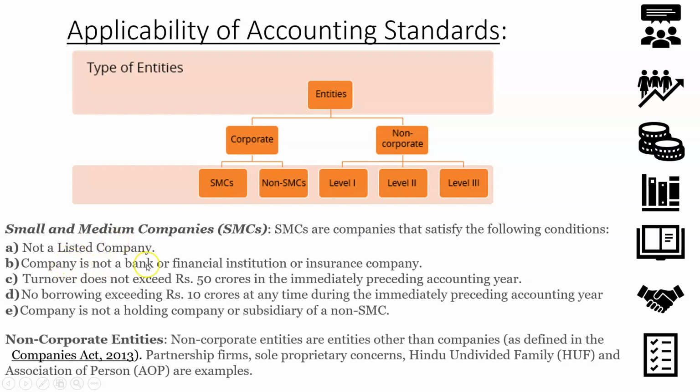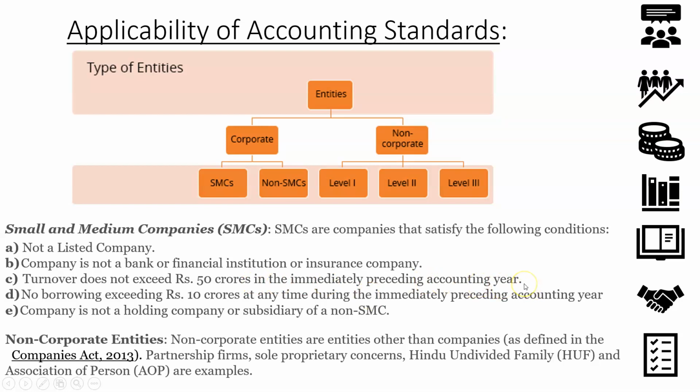Then the company is not a bank or financial institution or insurance company. So it should not be a banking company or an insurance company or a financial institution as well. The turnover means sales of the company. It should not exceed 50 crores in the immediately preceding accounting year.